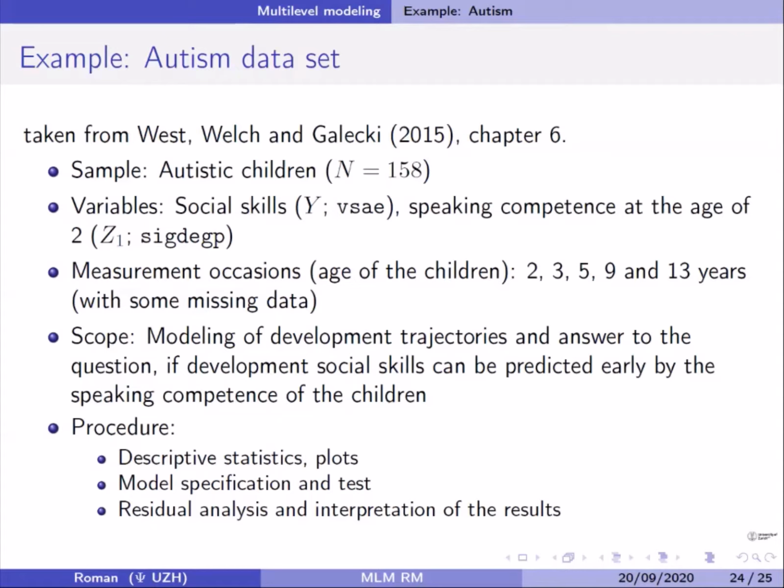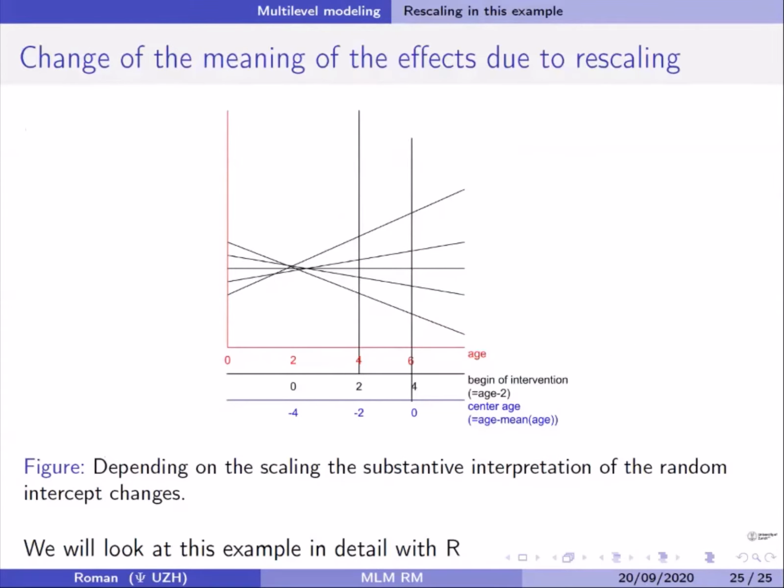We want to model the developmental trajectories and answer the question of whether the development of social skills can be predicted early by the speaking competency of the children at 2. So we want to look at a level 2 covariate, and we want to understand how this plays a role in social skills development. Now, it's worth noting in this example, and generally in longitudinal models, that the time factor itself can largely be arbitrary. So I have some different examples here.